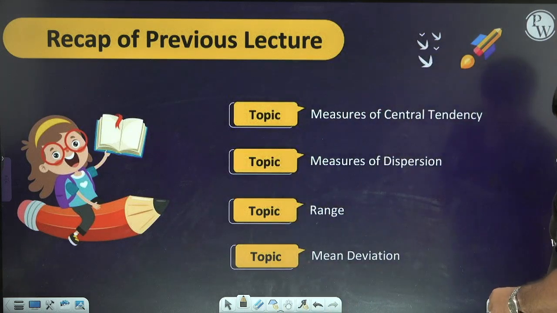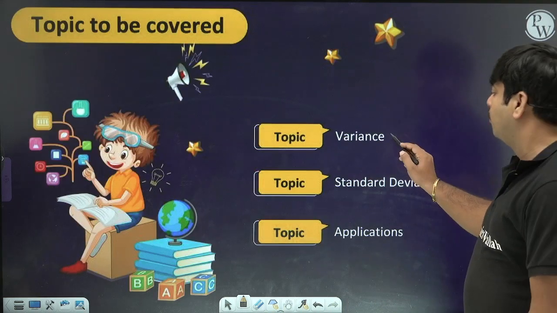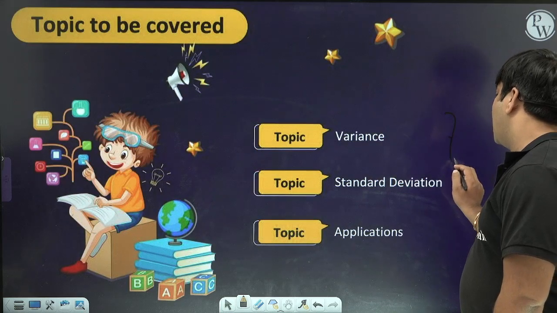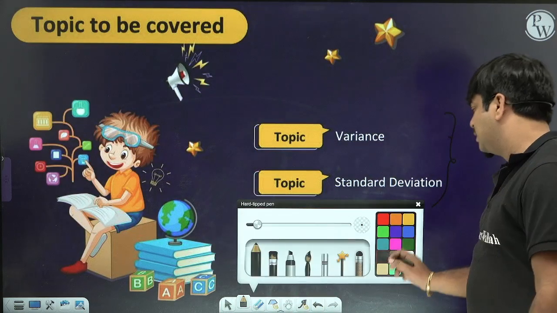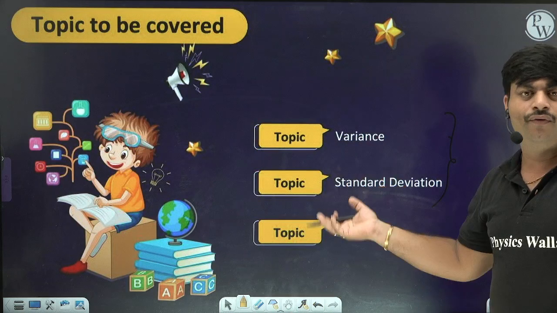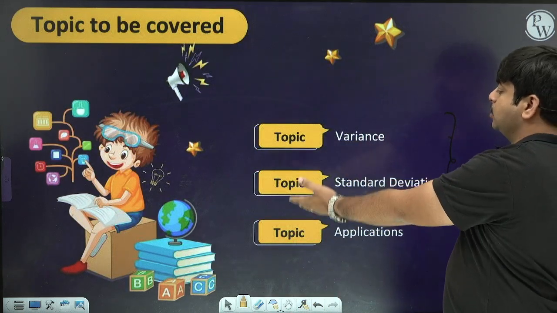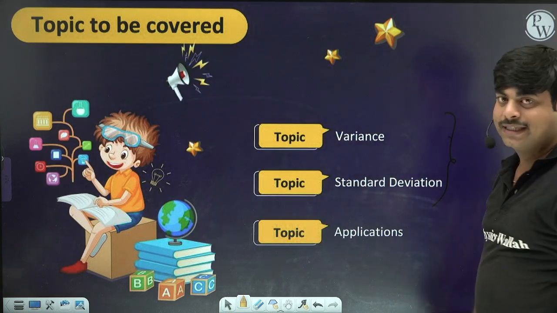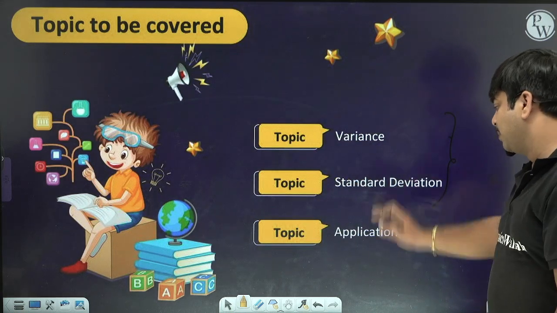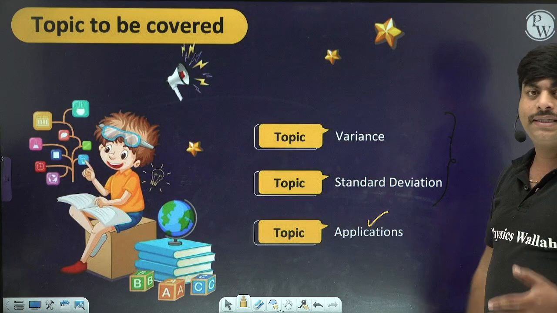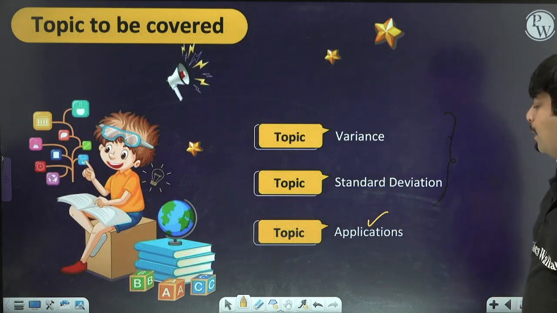So in today's class, we'll mostly be focusing on variance and standard deviation. Actually, both are the same, people, in the sense that the square of one is the other, okay? So nothing much to do. No need for a different process for variance and a different process for standard deviation, both are the same, okay? Just one step ahead and a few more applications as time permits, okay, people?